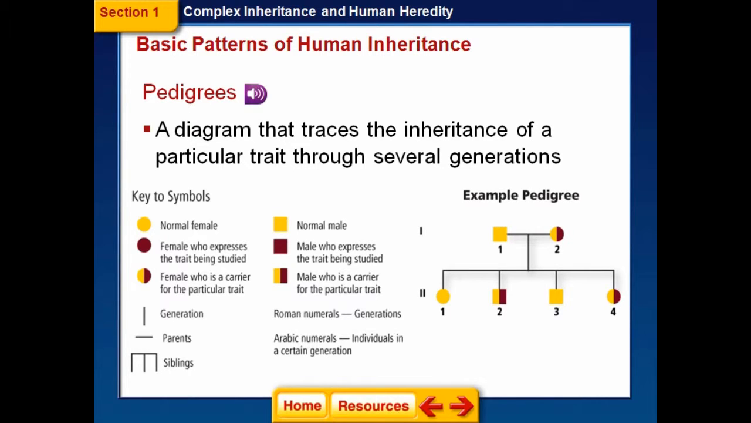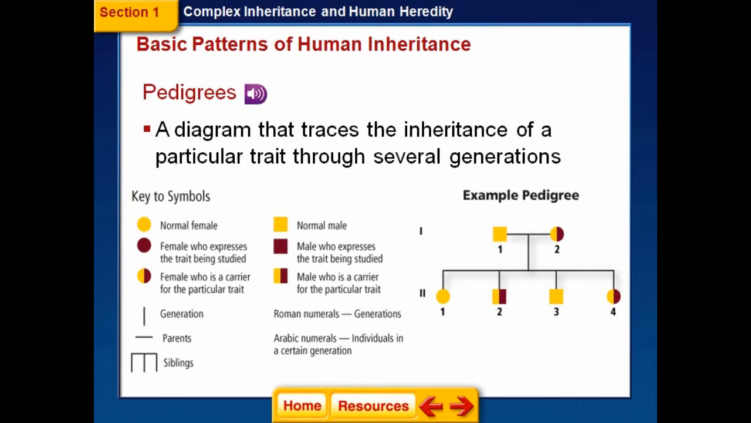Okay, now, when we look at basic patterns of human inheritance, we can use a pedigree, which is a diagram that traces the inheritance of a particular trait through several generations. And the reason why we would use this diagram is to try to predict who might have the disease and who might be carriers of the disease, so that they can make informed decisions when having children.